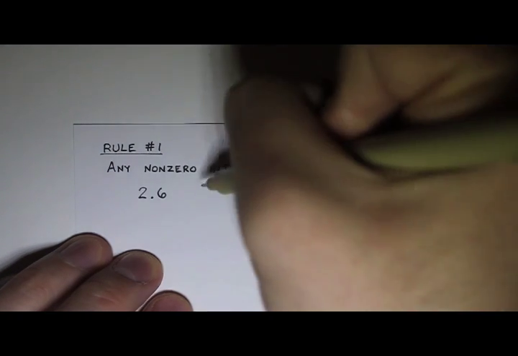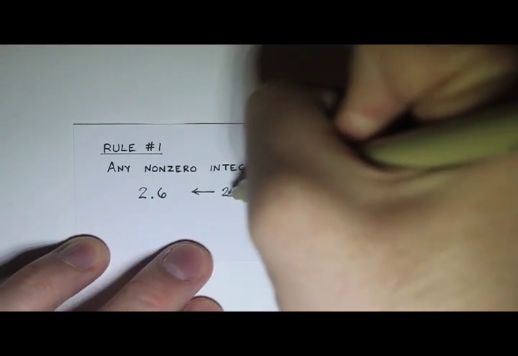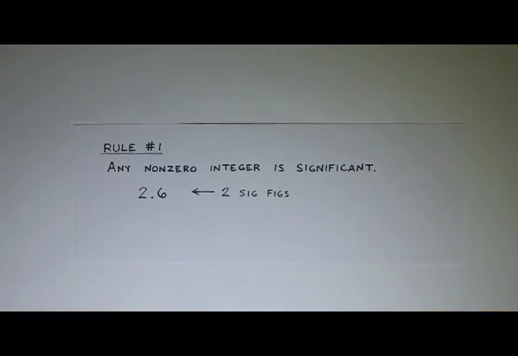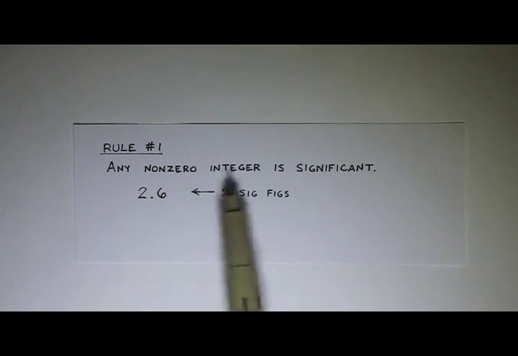Okay, so if I have a number like 2.6, 2.6 has two significant figures. I'll abbreviate that as sig figs. So two significant figures, that's for the 2 and the 6. Neither 2 nor 6 is 0. They're non-zero integers, so they both count. They're both significant.